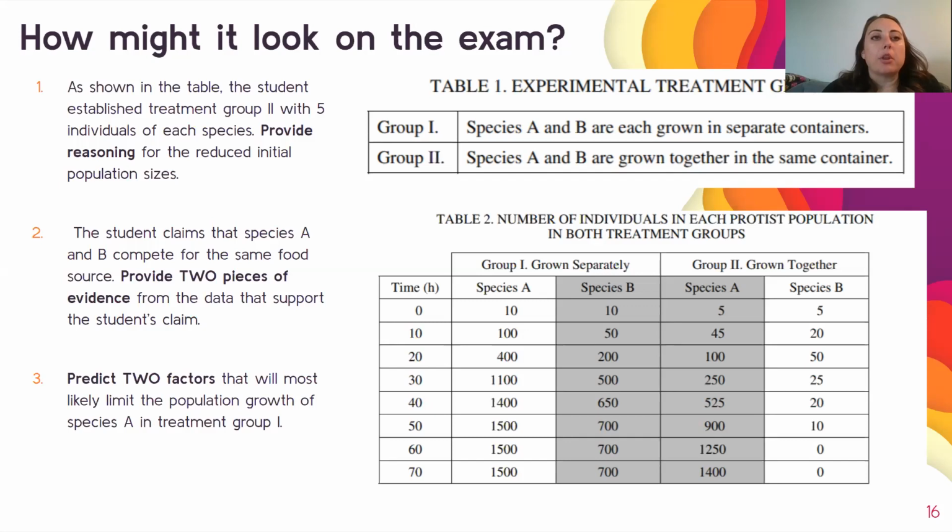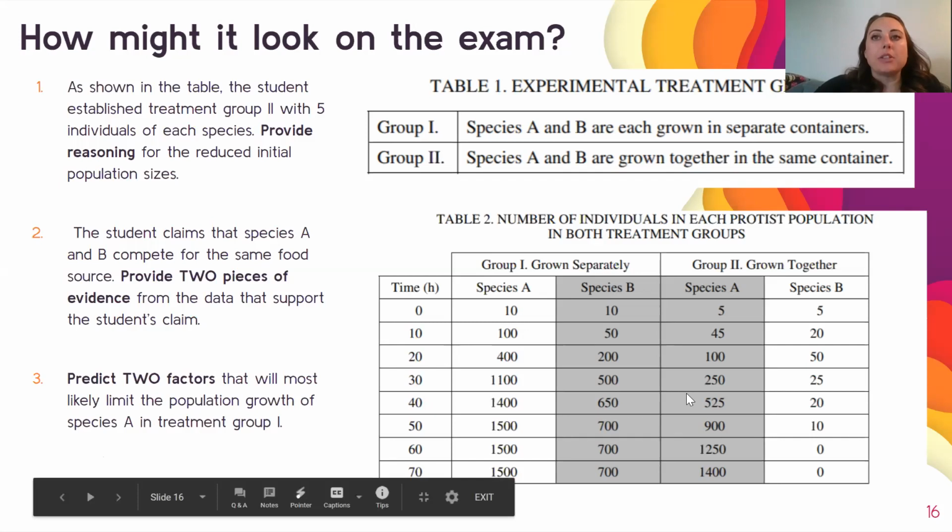And then number 3 asks us to predict 2 features that will most likely limit the population growth. So here we've shifted. We've moved from talking about an experimental design, now we're talking about content. What's going to limit the population from growing? Okay, so I'll give you a minute to pause, make sure you have some answers, and then press play when you're ready for me to go over these answers.